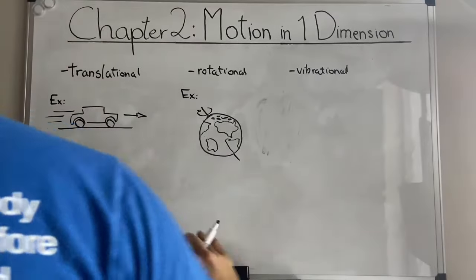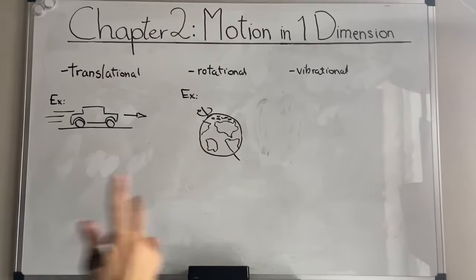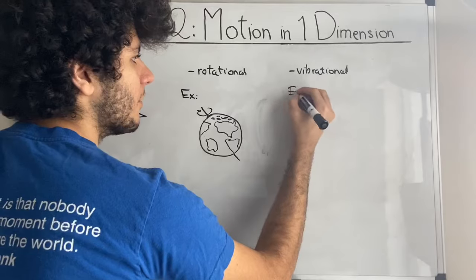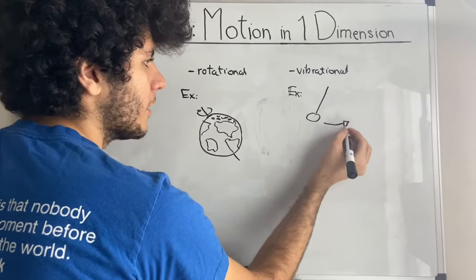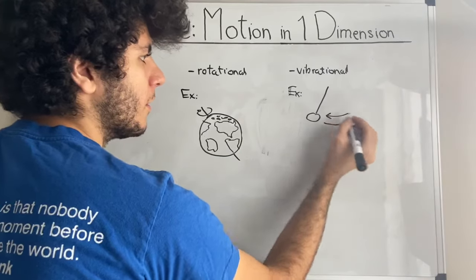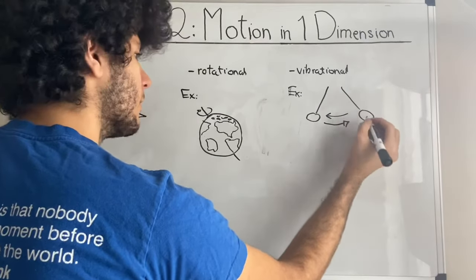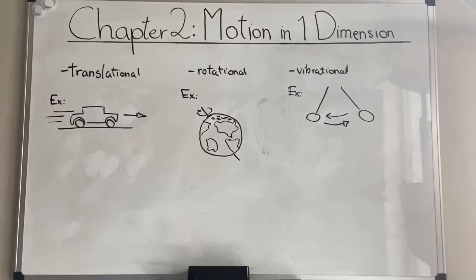And finally, we have vibrational. This might be a little bit counterintuitive, but a good example of a vibrational movement is a pendulum moving back and forth. Its back and forth movement is what we call vibration, right?